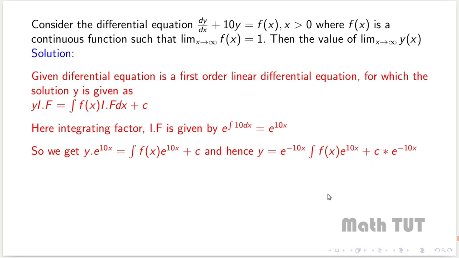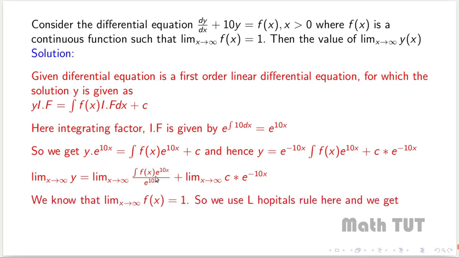And we just need to find the limit here, as x tends to infinity of y. Here you can see the second term's limit will become 0, because when x tends to infinity, this 1 by e power 10x will become 1 by infinity, that is, it will tend to 0. We just need to care about the other part of the limit. We are also given that the limit as x tends to infinity of f of x is equal to 1, and f of x is a continuous function.